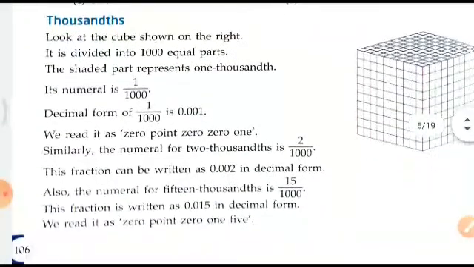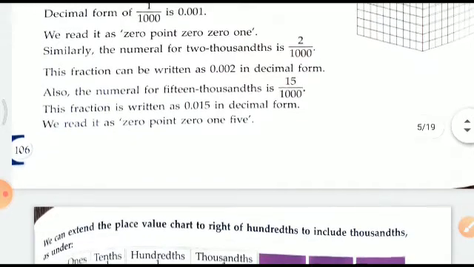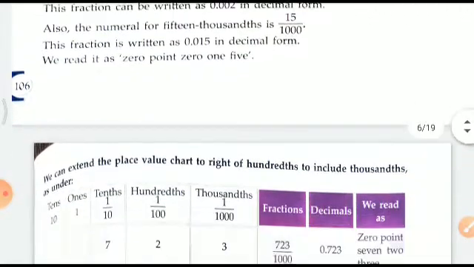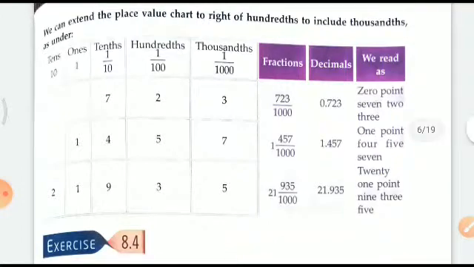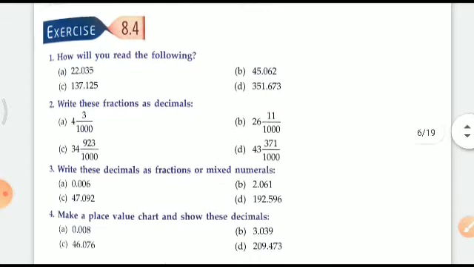4.03. Now we come to the thousandths, that is 1 upon 1000. It is represented as 0.001, right? This is represented as 0.001. Okay, so see here, 723 upon 1000 is equal to 0.723, 1457 upon 1000 is 1.457, 21.935 is 21.935. Exercise 8.4, let us see.